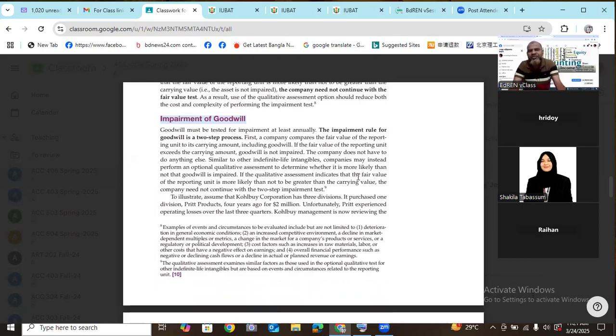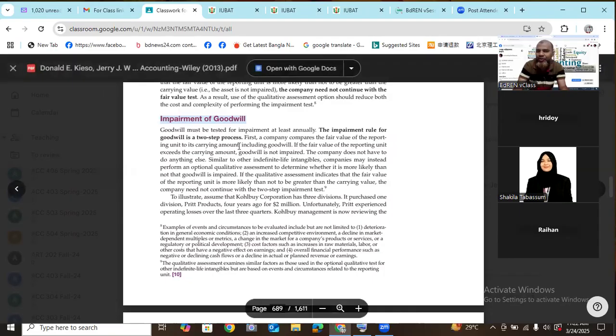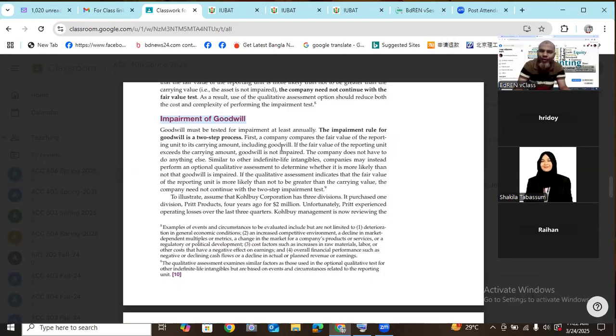So goodwill must be tested for impairment at least annually. That means you have to test your goodwill every year for whether it is impaired or not. The impairment rule for goodwill is a two-step process. First, a company compares the fair value of reporting units to its carrying amount, including goodwill.